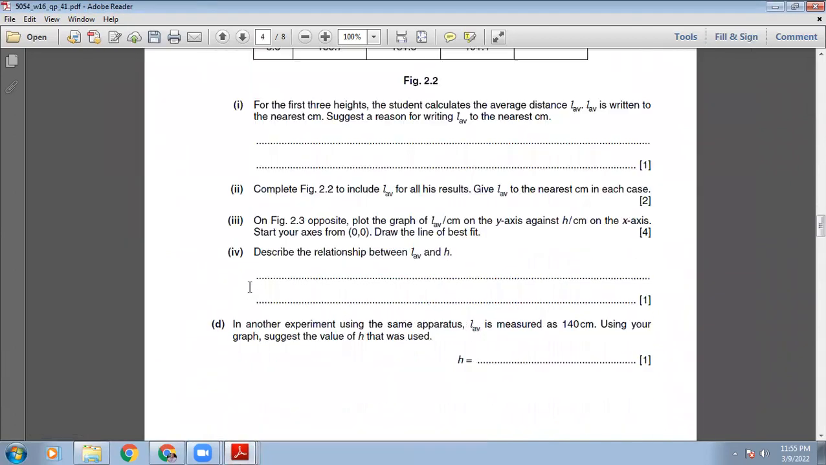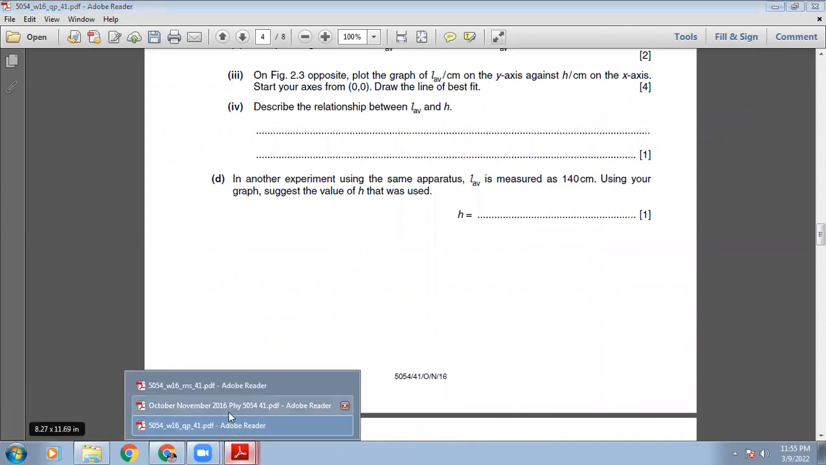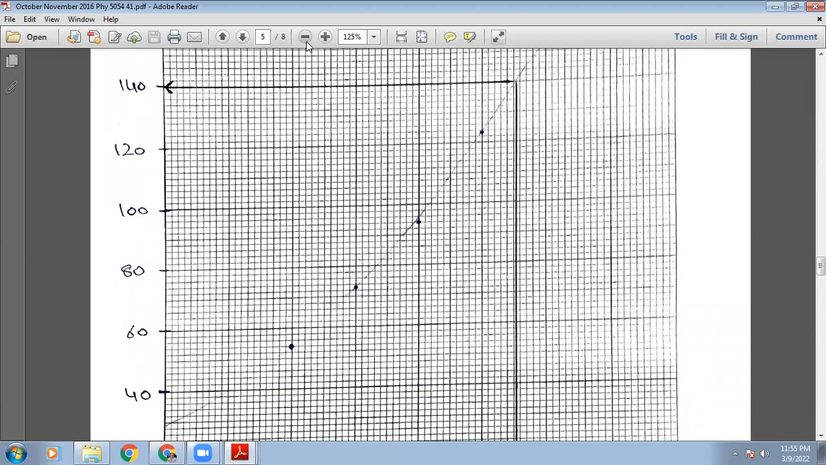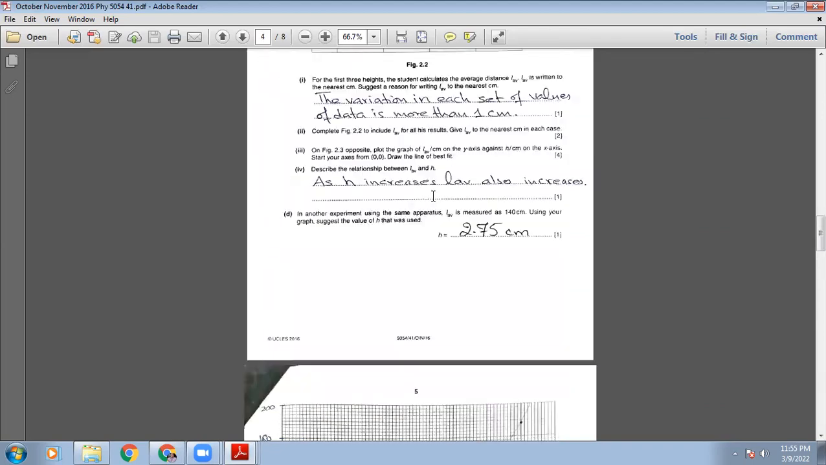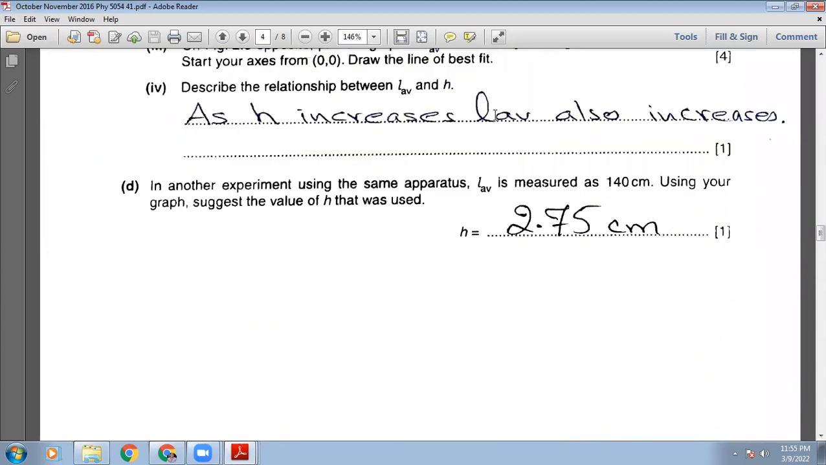So what's the next thing? After that, they say, describe the relation between the L average and the H. If you look at this graph, as the H value is increasing, the L value is also increasing. They are not directly proportional. Don't use the words directly proportional. But as the H is increasing, the L is also increasing. You simply have to write that sentence there. So I have written there, as H increases, L average also increases.